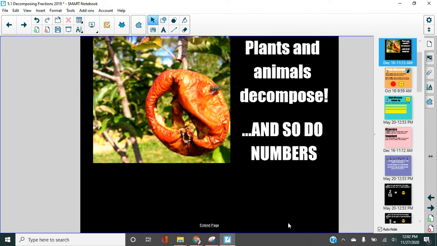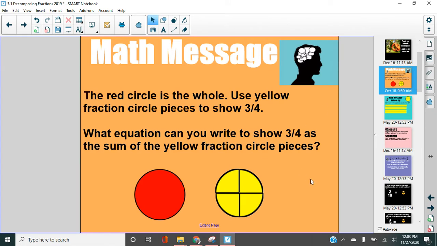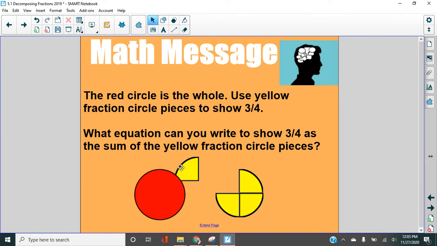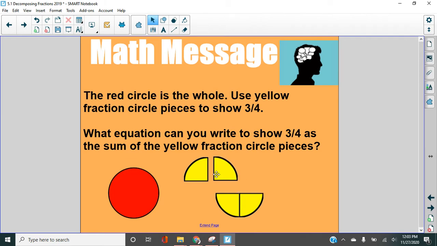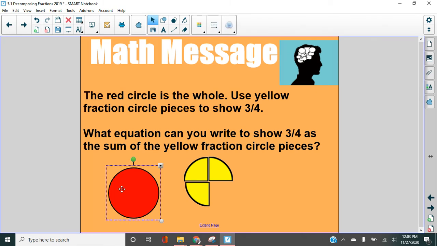We can also decompose numbers. Now, it doesn't mean we're going to kill them and then start taking them apart, but we are going to take them apart without the killing of them. All right, so if we have this math message here, a red circle is the whole. Use the yellow fraction circle pieces to show 3/4. So we would want to show 1, 2, 3. Right? This is 3/4. Let's get rid of this and let's get rid of this.